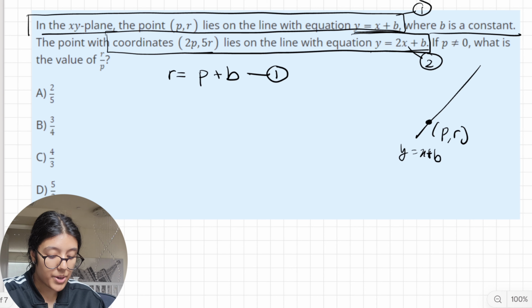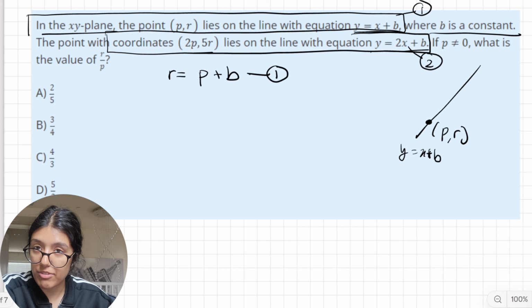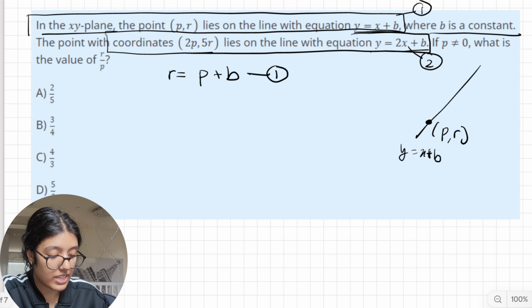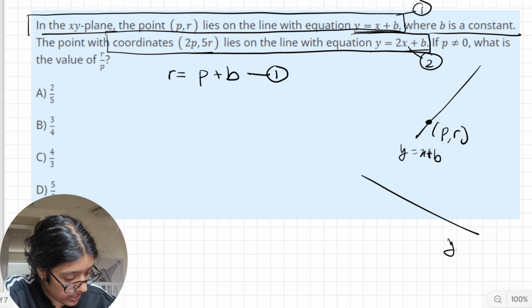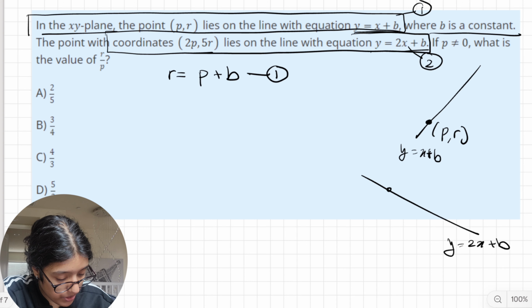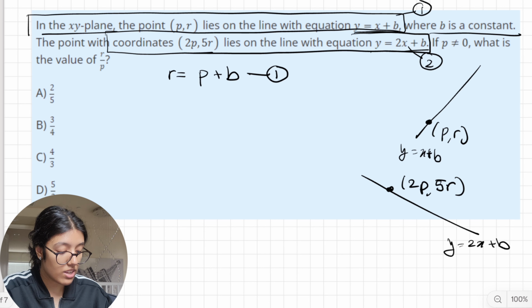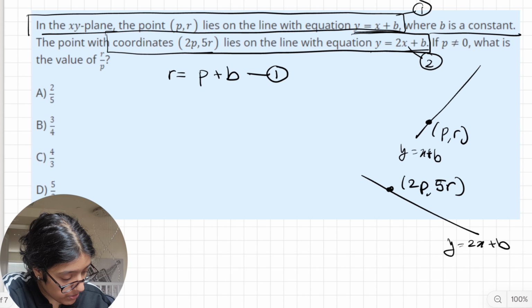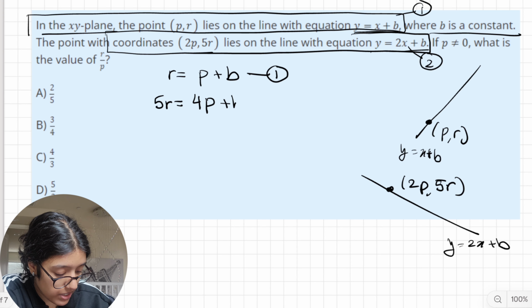Now moving on to the second part of the problem, we see a similar correlation. The coordinates (2p, 5r) lie on the line with the equation y equals 2x plus b. Once again, we have another line, y equals 2x plus b, and we have a point (2p, 5r). If (2p, 5r) lies on y equals 2x plus b, the left-hand side and the right-hand side have to be equal, satisfying the equation. So we replace x with 2p and y with 5r. That gives us 5r equals 4p plus b, because we have to multiply 2p by 2. So that is our second equation.